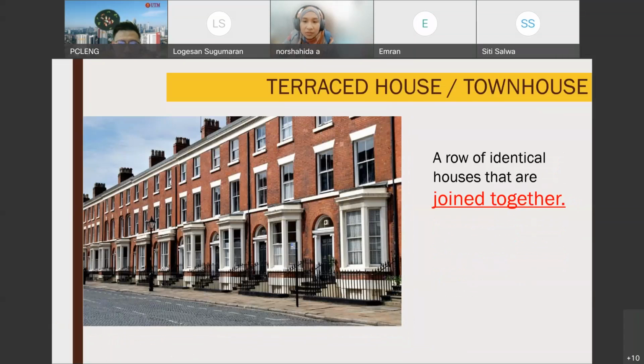Terrace house or townhouse, it's a row of identical houses that are joined together. Kalau di overseas mostly macam ni, tapi di Malaysia we have a different setting kan, dengan the different development. Normally it comes into a parcel but owned by one developer. Okay, a few parcels that are owned by a developer.